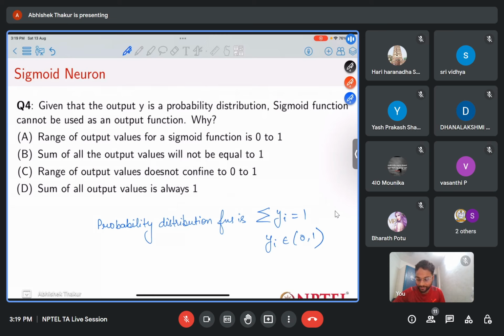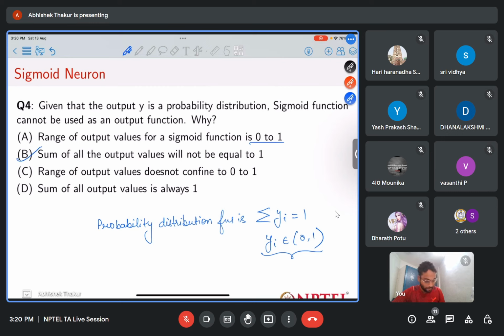The first option says that the range of output values for a sigmoid function is 0 to 1. Yes, that is a correct statement, but here it is asking why it cannot be used. For this reason there is no problem, because the range of each output value is 0 to 1, and in a probability distribution it is also 0 to 1. But see the second option: it says that the sum of all the output values will not be equal to 1. That is the correct answer.